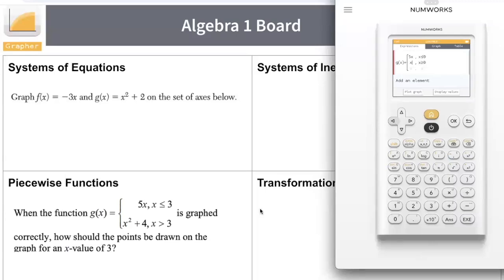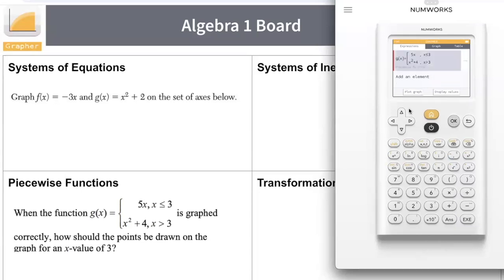For my quadratic, I'm going to type in x squared plus 4 and then this needs to be greater than, and these need to be values of 3. And the question is asking me, what should the point look like at x equals 3? So there's going to be 2 points, and we want them to differentiate when it will be open and when it will be closed. So they're going to be able to make that connection between these symbols and what the open and closed circles actually look like.